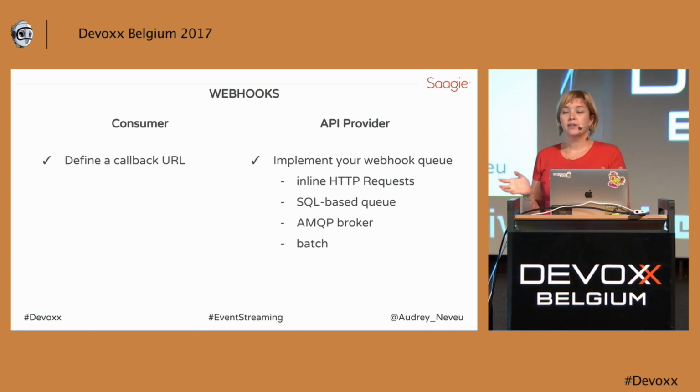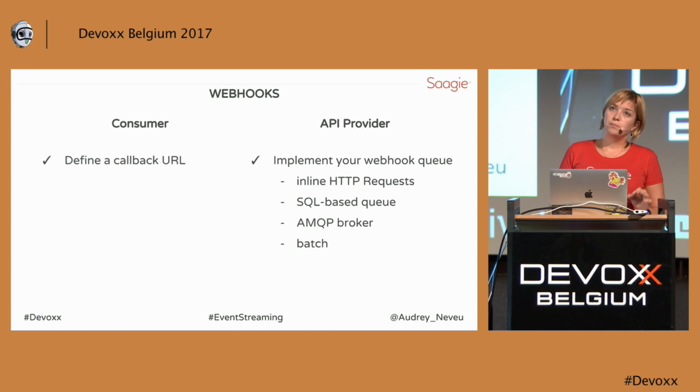Or you can opt for SQL-based queue. SQL-based queue is not the most scalable solution, but it's something nice if you can't afford to add another piece of technology to your stack, which sometimes happens. So in this case, you will simply, each time you get a new event to send, create an event in your database, and then have a cron task, for example, looping over and sending those notifications.